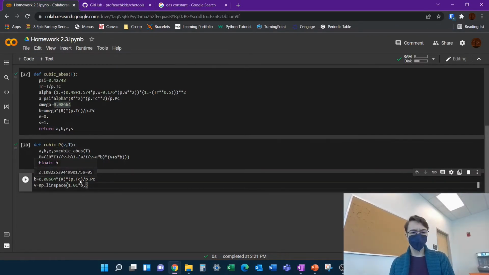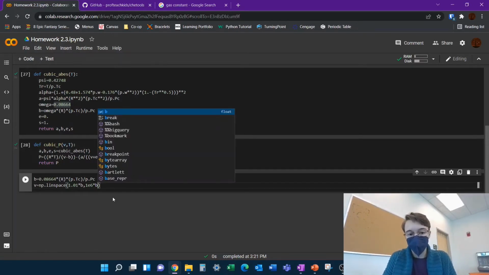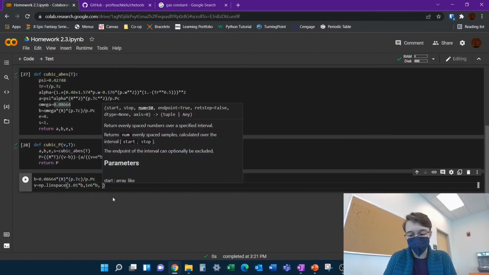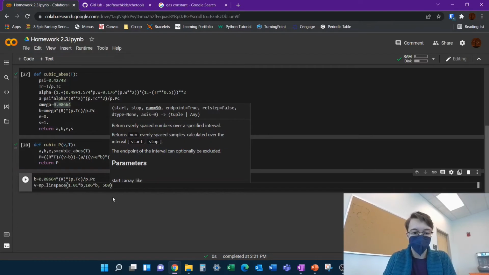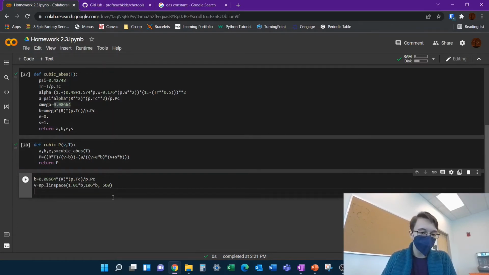So then we'll want to go up to quite a bit bigger than the excluded volume, because the excluded volume is the volume of molecules in the gas, and their molecules are not very big, so we're going to want quite a bit larger than that. So let's go 1 times 10 to the 6th times B, and then let's say we want 500 points. Alright, so we can start with that.